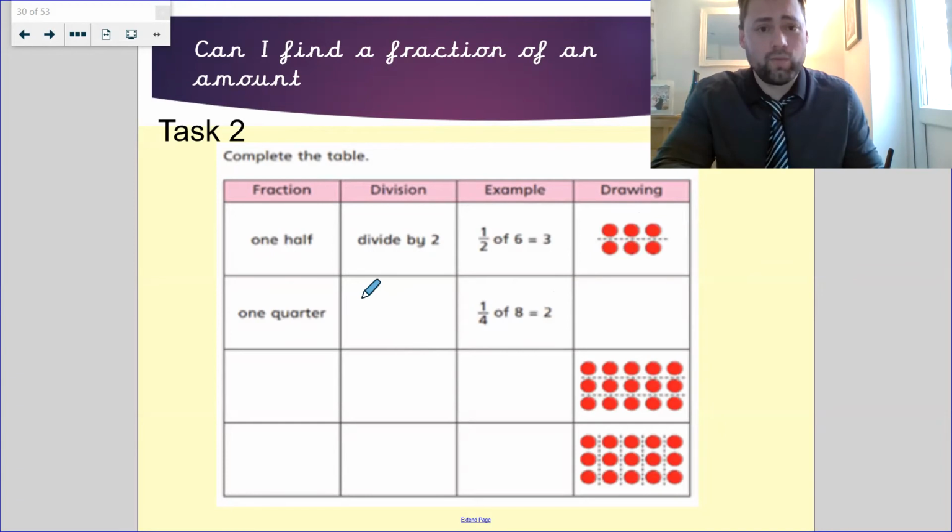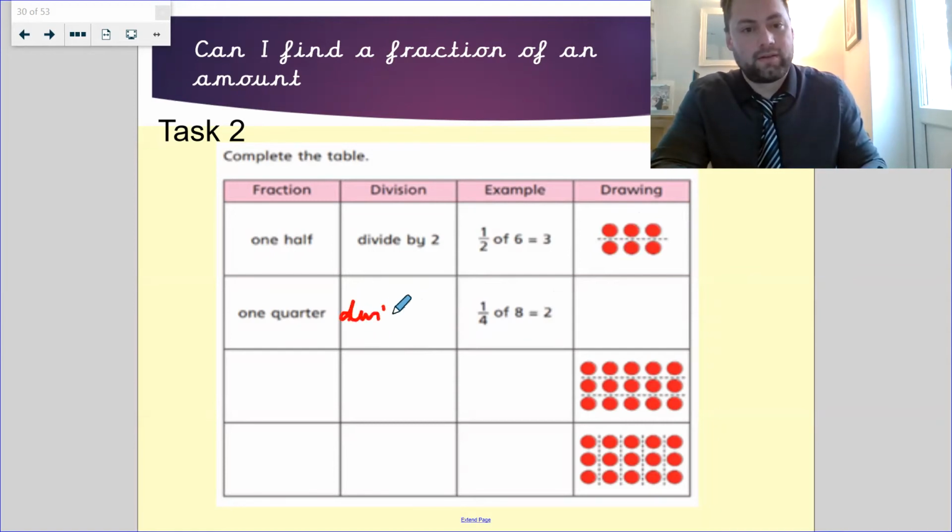So 1/4, we know is 1/4. So as a division, we divide by 4. A quarter of 8 is equal to 2. And a way we can show this is by drawing out our 8. 1, 2, 3, 4, 5, 6, 7, 8. And we're going to do 4 lines going down there. 1, 2, 3, and we've got our 4 groups.